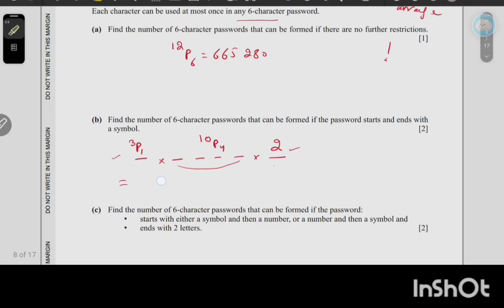So here we use the calculator values and we get the answer 3040. This is our required answer.